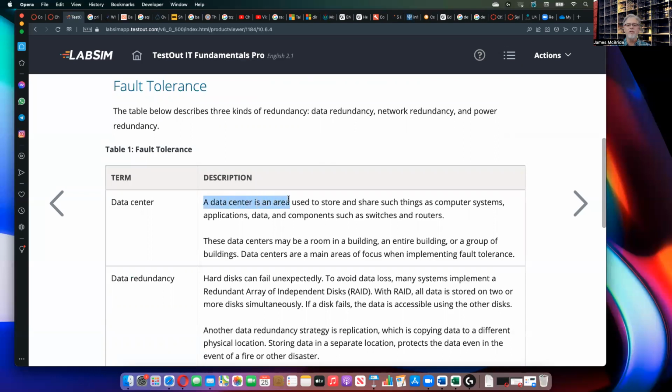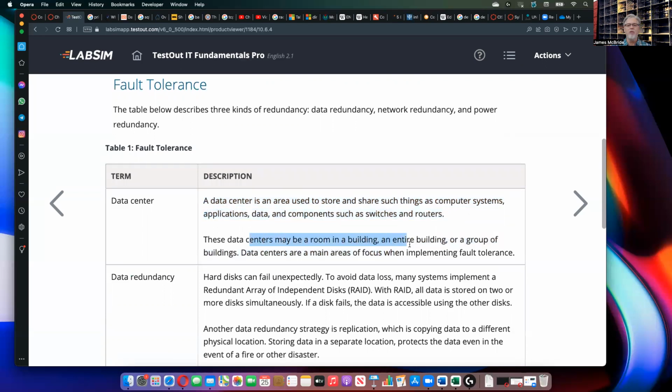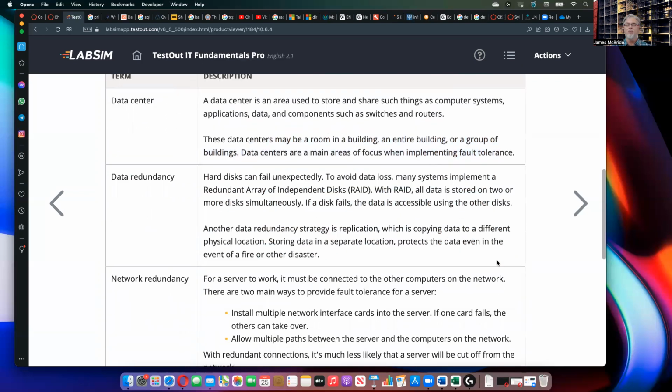So a data center is an area used to store such things as computers, applications, data, components, switches, and routers. These data centers may be a room or a building, an entire building, a group of buildings. Data centers are the main areas of focus when implementing fault tolerance. And again, that's the example I gave. Chase does have, Apple does have, Google does have, all these massive organizations have different data centers. That way, if a whole data center can't talk to the internet, you've got another one.